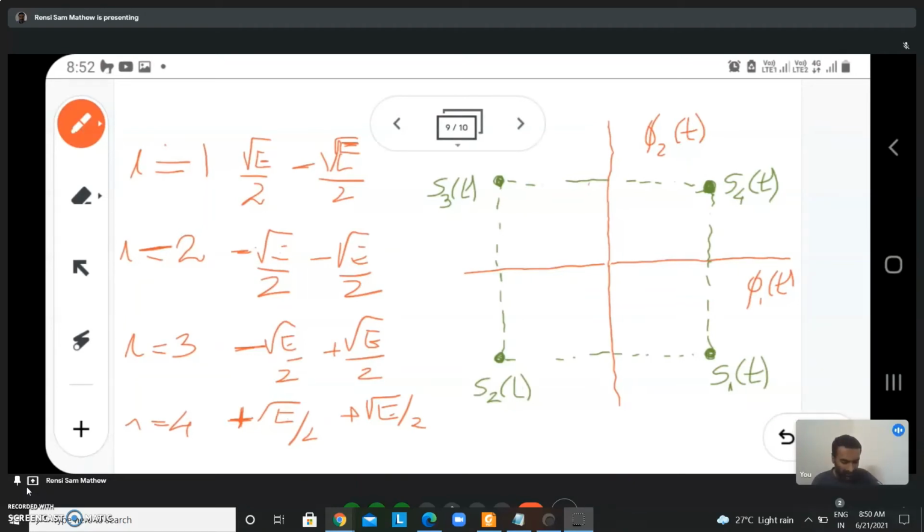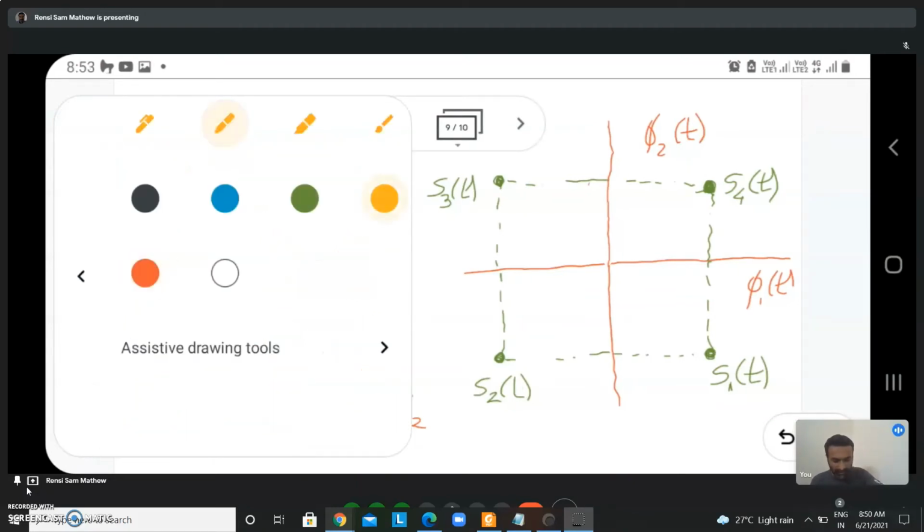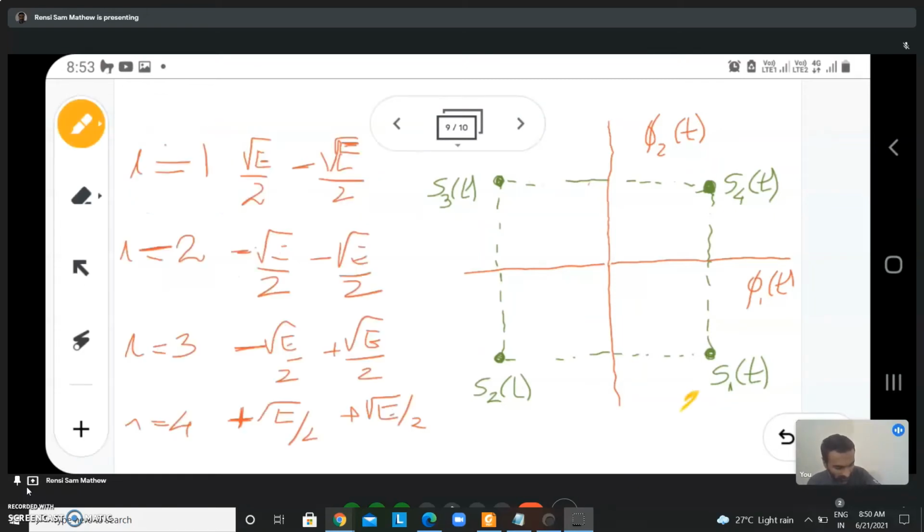As we described earlier, we have 4 regions, right? We have Z1, Z2, Z3, and Z4. If the received symbol lies in Z1, we will say that the symbol transmitted is S1. If the received symbol lies in the region Z2, we will say that the symbol transmitted is S2 of t. If the received signal lies in the region Z3, we will say that the symbol transmitted is S3 of t. And similarly, if the received signal lies in Z4, we will say that the transmitted signal is S4 of t. So that is one thing.